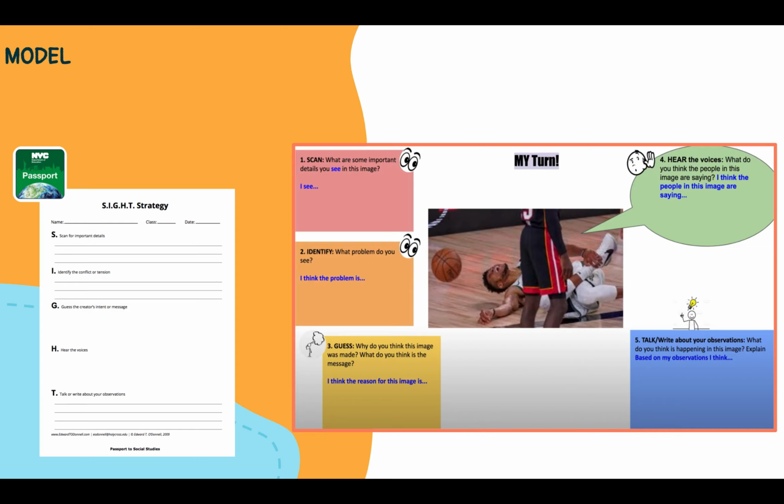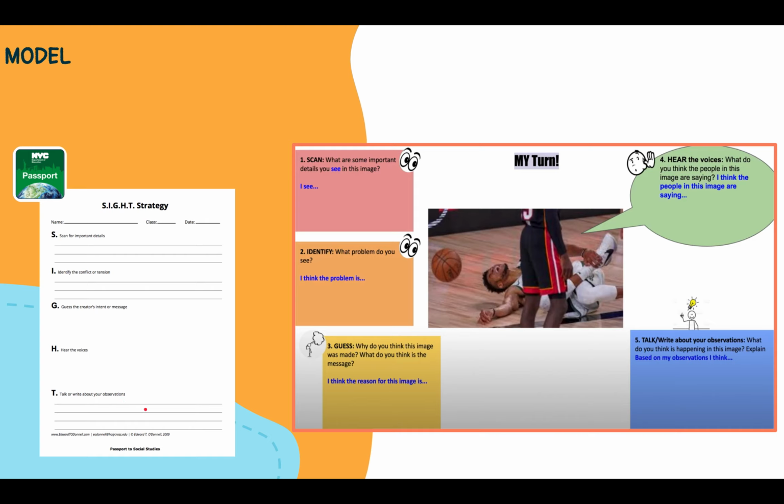So here we see the organizer that is available to you in Passport to Social Studies. It is an organizer that has the letters of the acronym on the side and then prompts the students to scan for the details, to identify what the problem is, to guess what the creator of the image's message or intention was by creating this image, to make an inference about what the people are saying in the image, and to then talk or write about all their observations at the end.